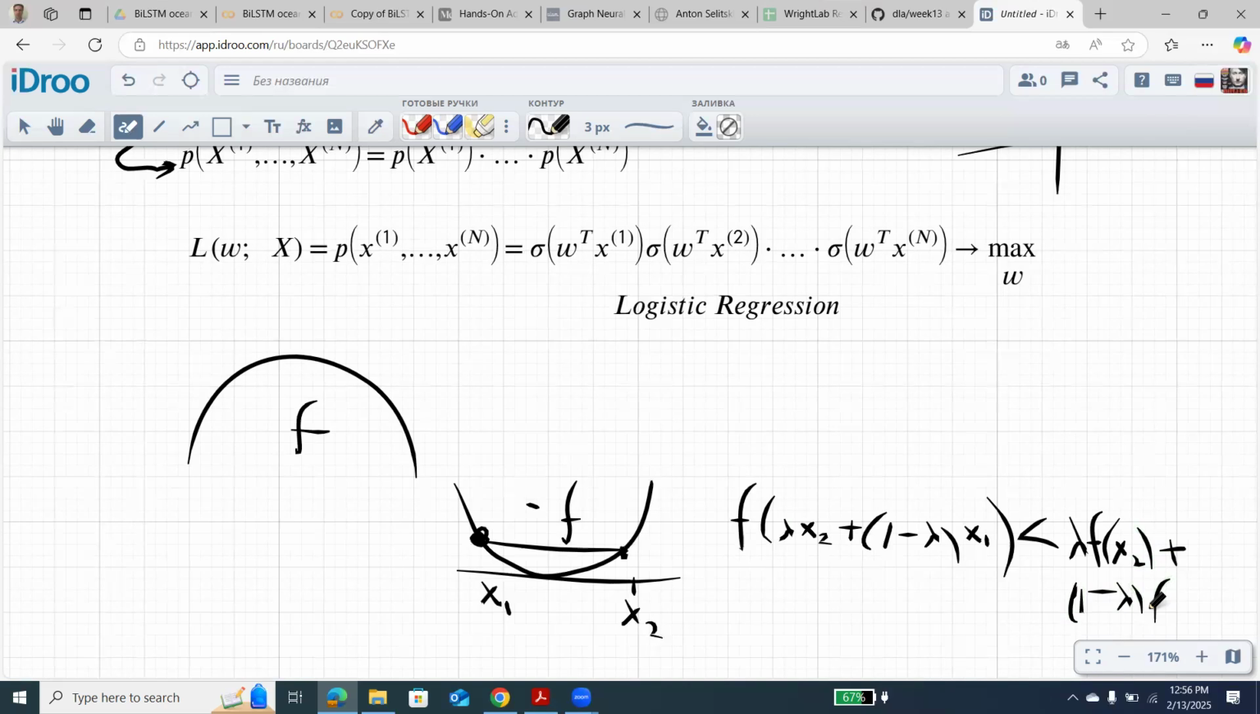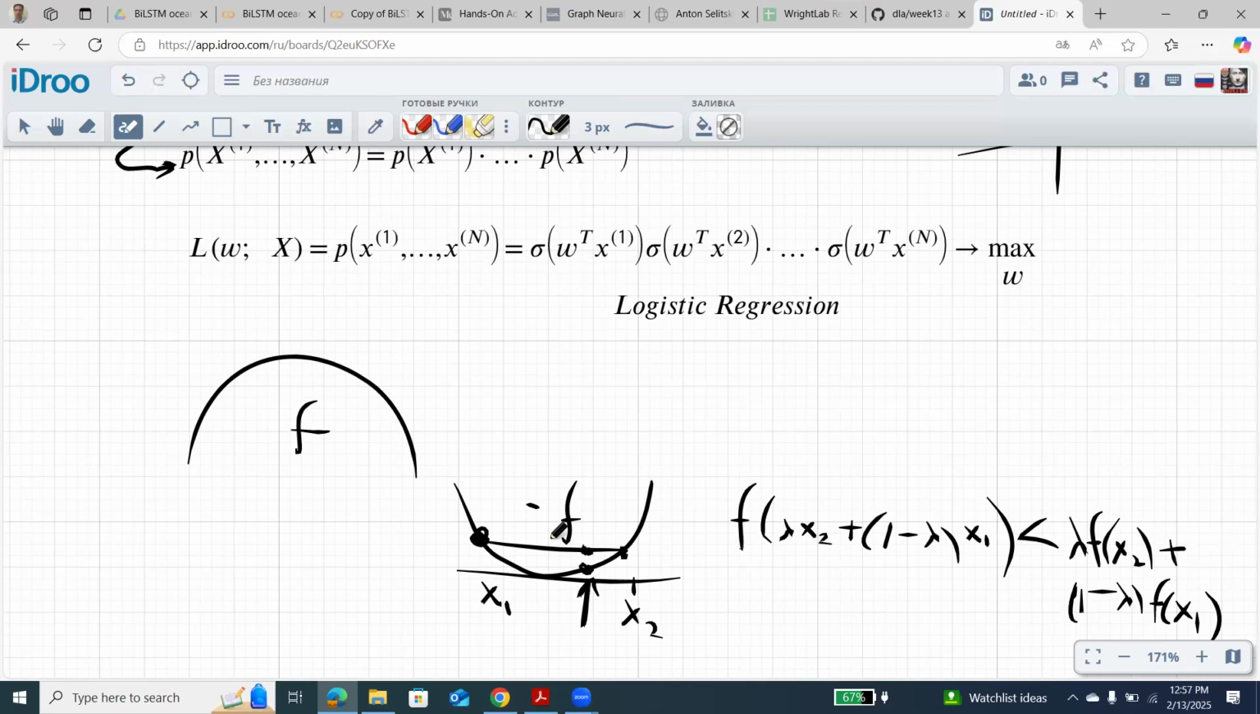You don't need to remember these formulas. It's just enough to understand the idea that if you take any point in between x1 and x2, the value of function at this point should be lower than value on this line that connects f at these points. So that's why it's called convex, and this is concave. But it was just a side comment.